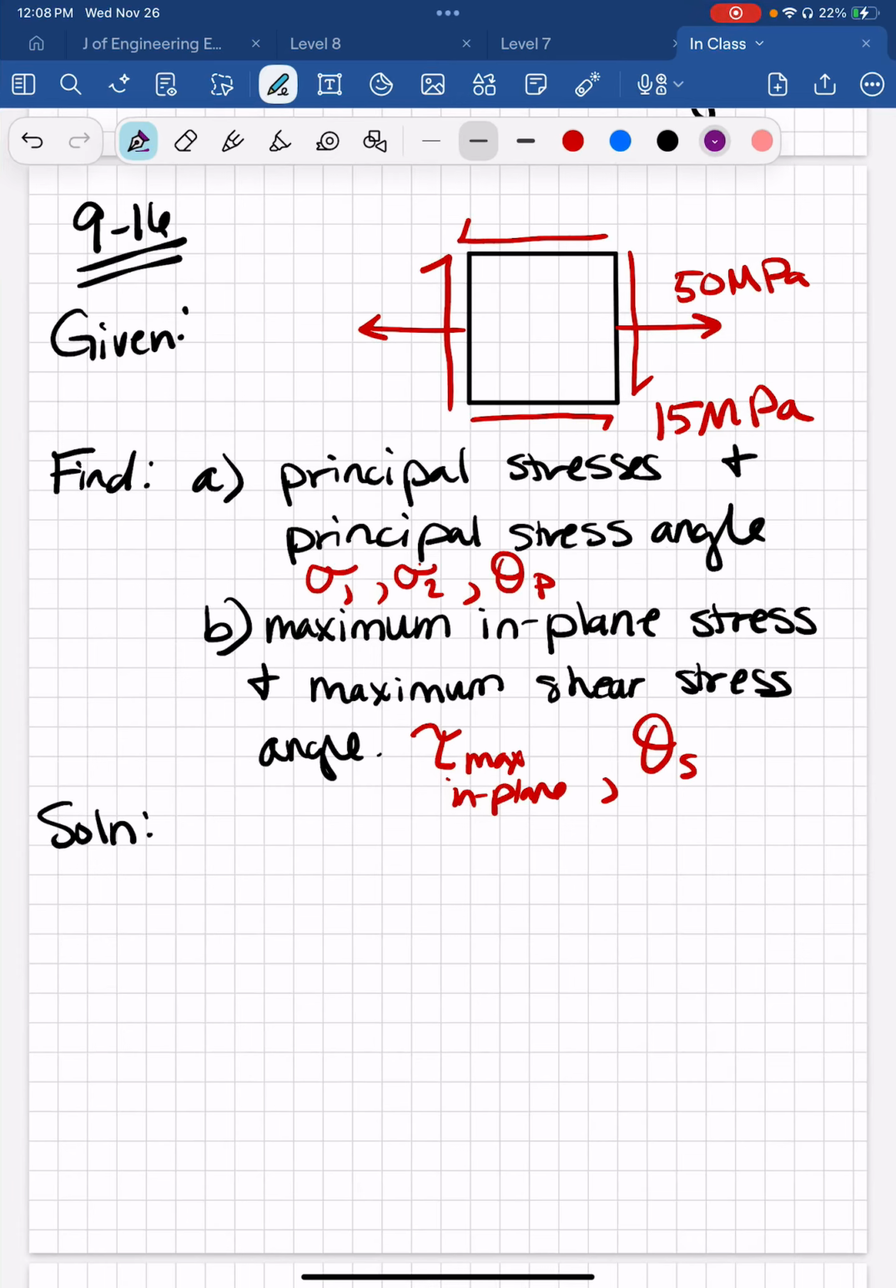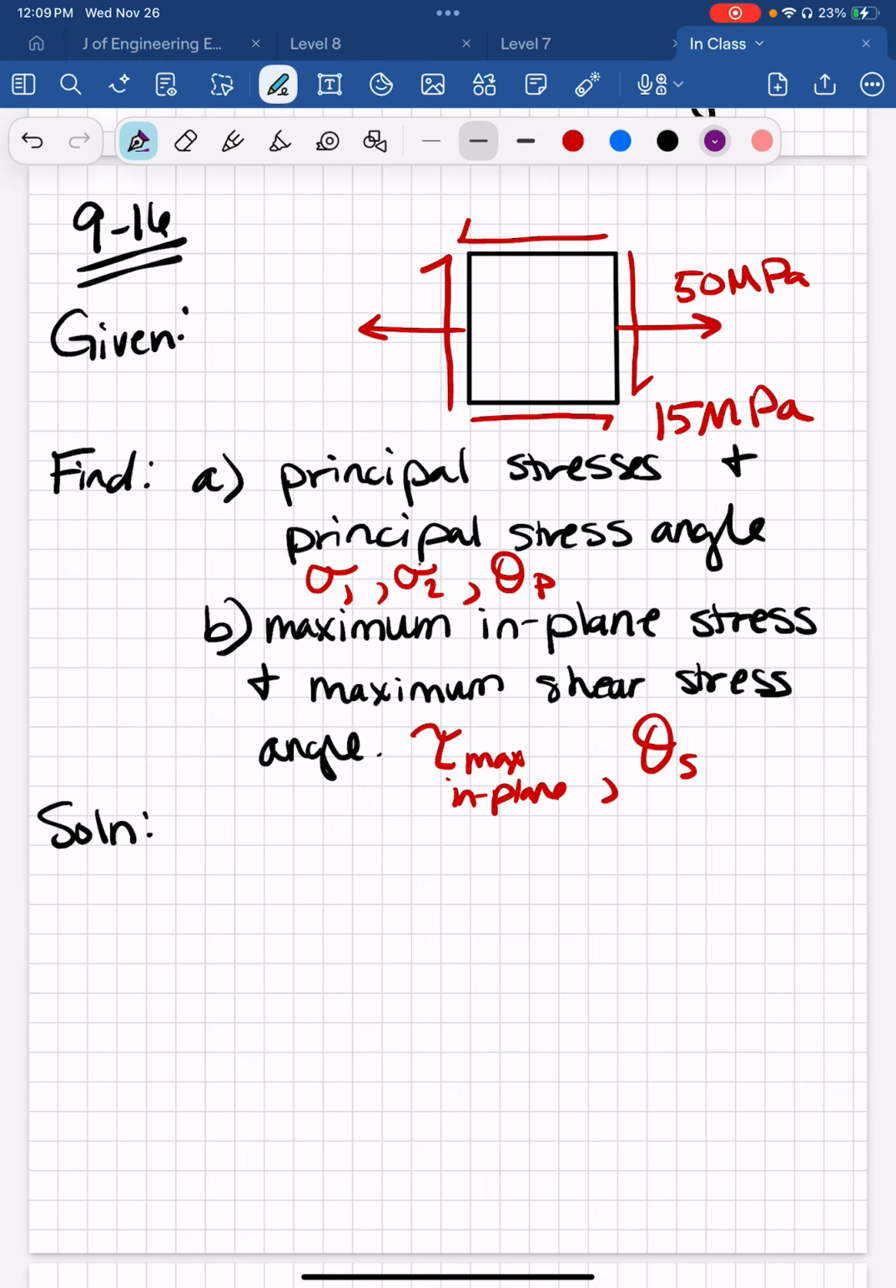This is another Mohr circle example. It's problem 9-16 from the Pearson book. You can see this stress element there. We have 50 megapascals in the x direction. We have 15 megapascals for the shear stress, and it's on the x face, going in the negative direction, or the clockwise direction.